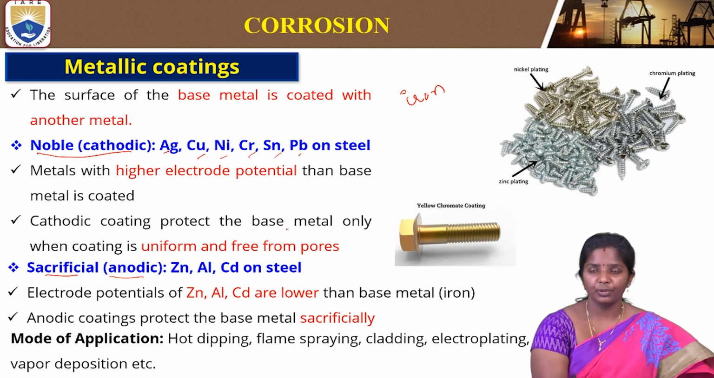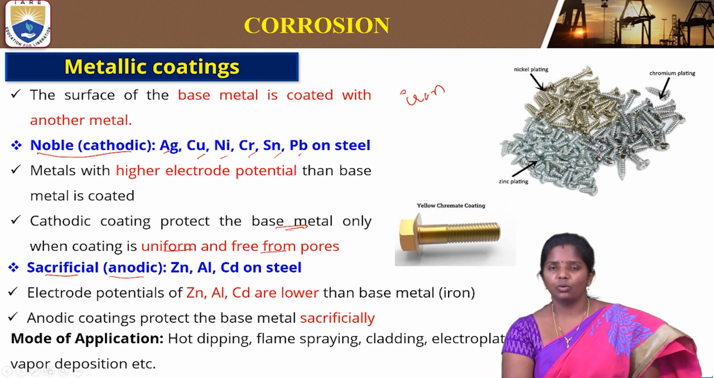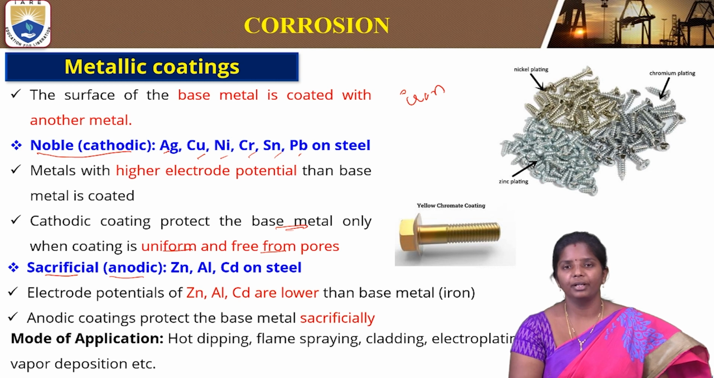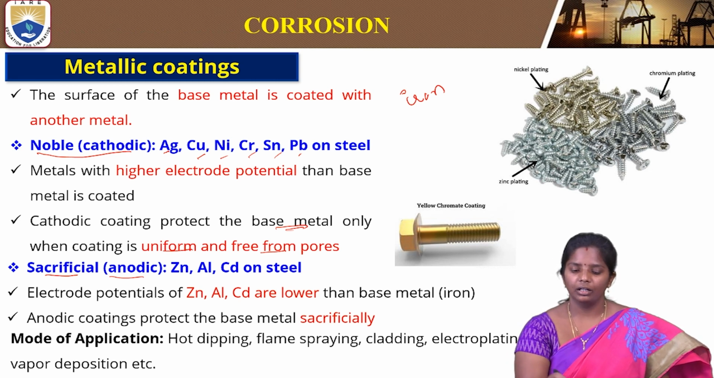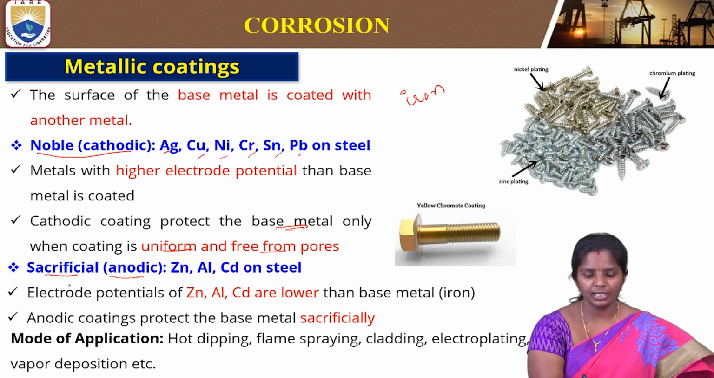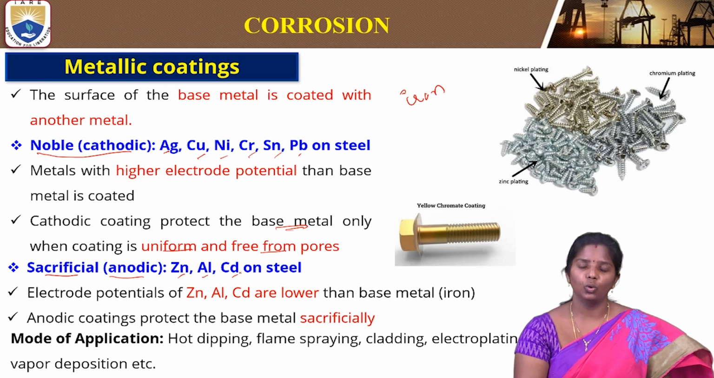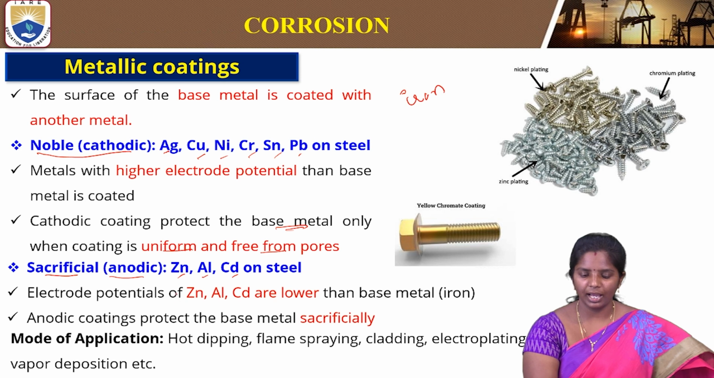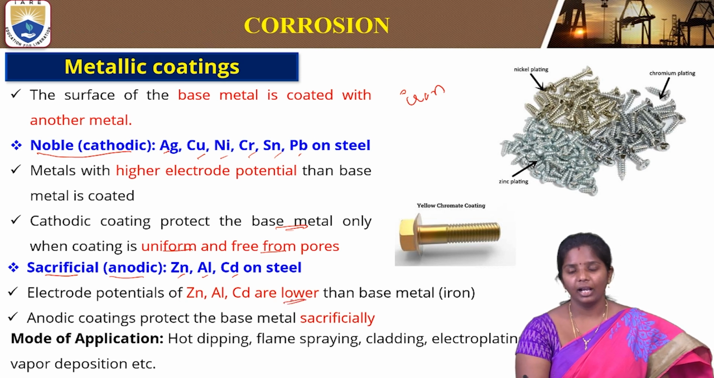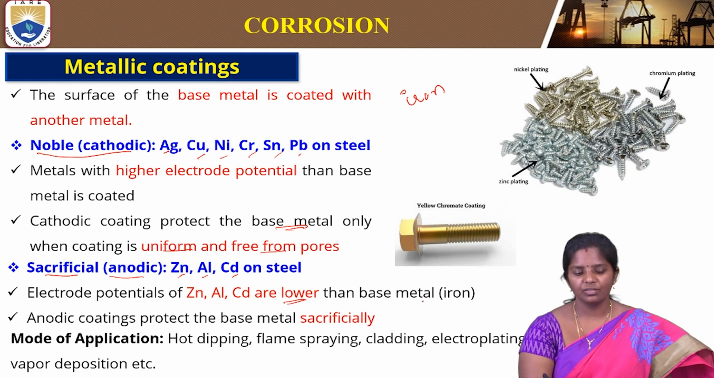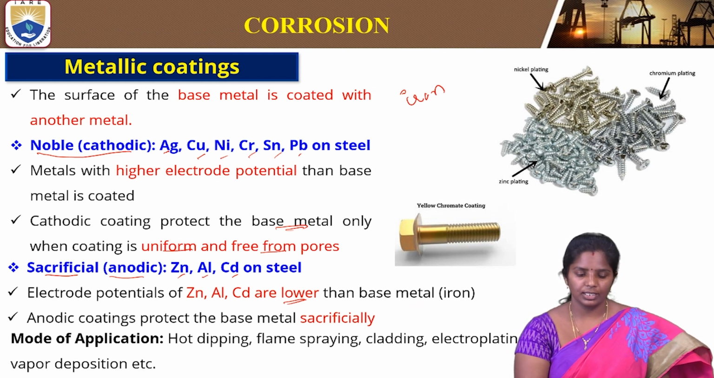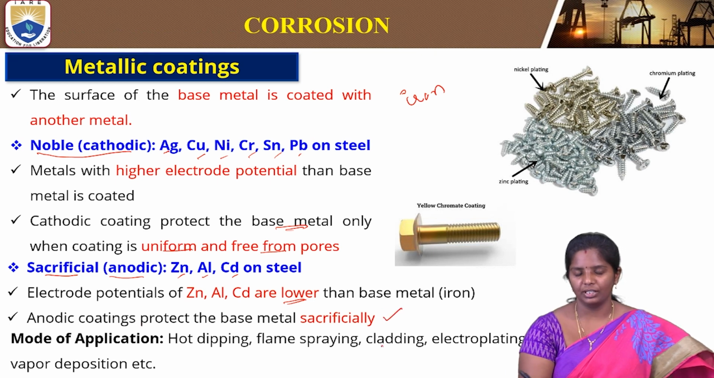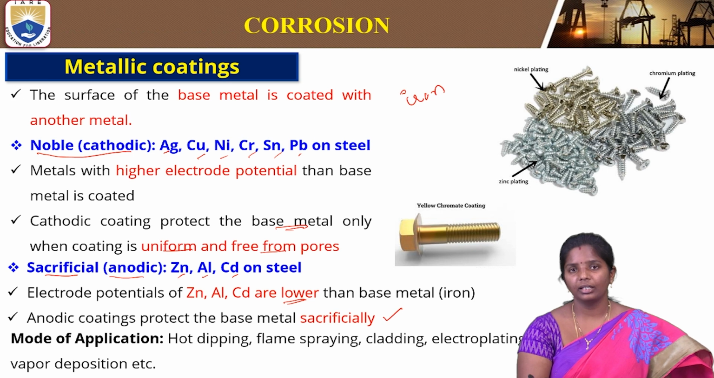So cathodic coating protects the base metal only when the coating is uniform and free from pores. Whenever we coat with noble metals, it has to be uniform and without pores, only then will it help in avoiding corrosion. The other one is the sacrificial or anodic coatings, wherein zinc, aluminium and cadmium are used to coat steel. The electrode potentials of zinc, aluminium and cadmium are lower than that of iron or steel. So these are used for anodic coatings. Anodic coatings protect the base metal sacrificially. It means the coating that is applied will undergo corrosion and will protect the base metal.